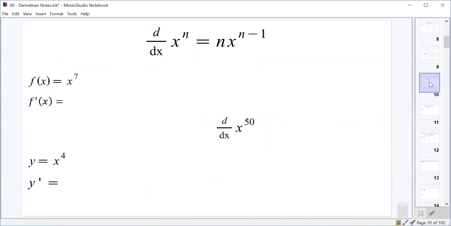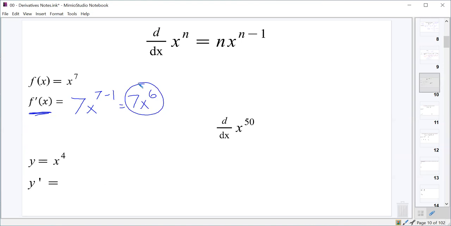So there's the rule. The derivative with respect to x of x to the n is equal to n x to the n minus 1. And our first notation that we need to be aware of is f prime of x. That means the derivative of f of x. So if I'm looking for the derivative of f of x, and f of x is x to the 7th, I'll just use the power rule. I'll bring that power out to the front, and I'll have 7x to the 7 minus 1, or just 7x to the 6.